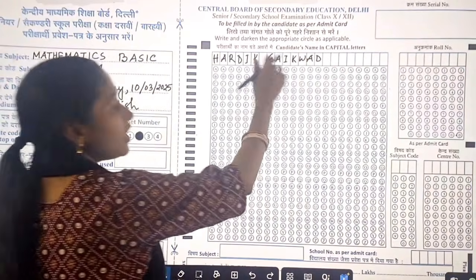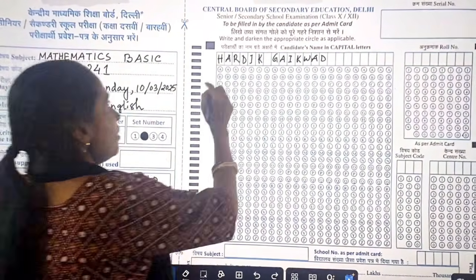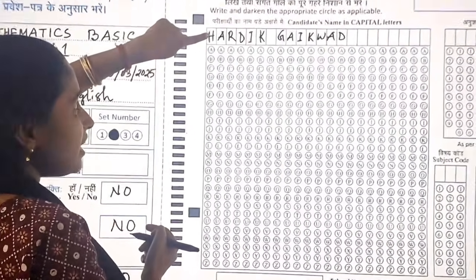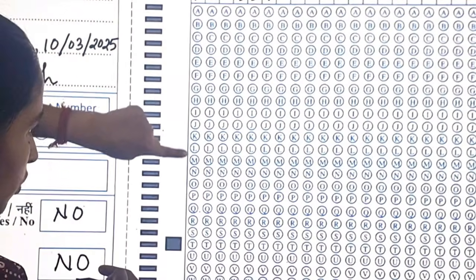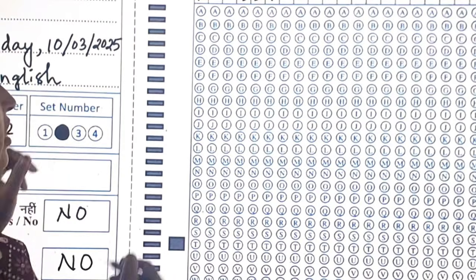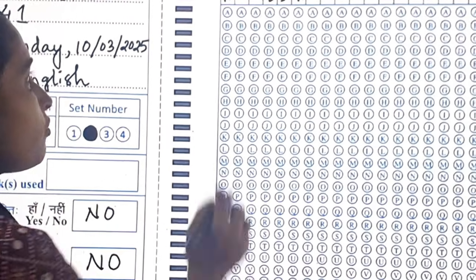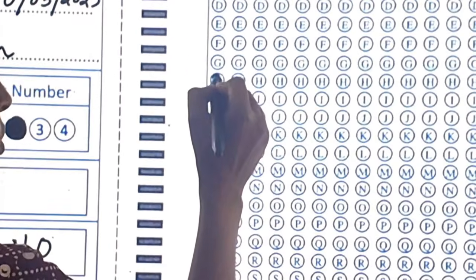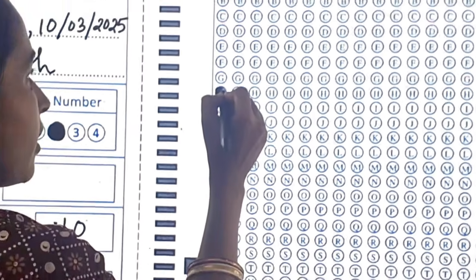Gaikwad. Now here you will write your own name. After that you have to circle. Now see, the first alphabet is H. In this column you have to circle only H. You have to do that very carefully. Where is H? H is here, so you have to circle it properly.